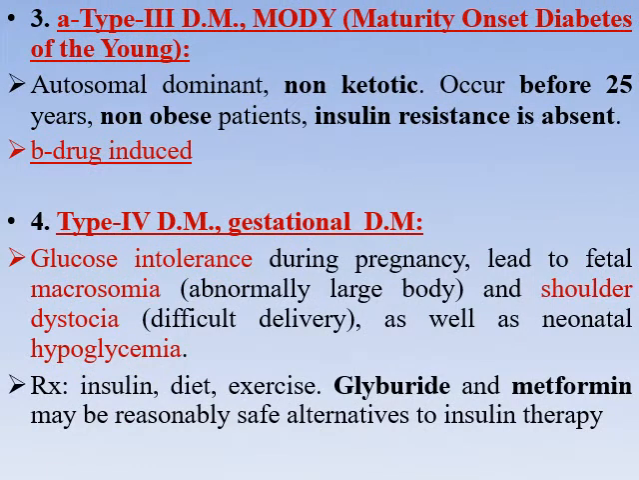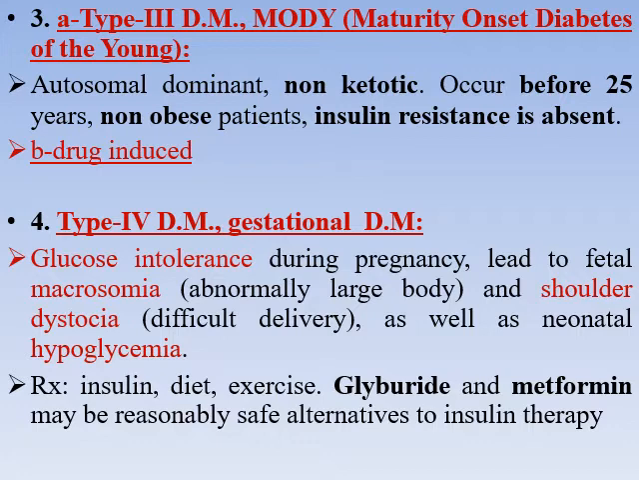The third type is maturity onset diabetes of the young. Usually it occurs in young patients before 25 years of age, autosomal dominant. We have no ketone bodies, also non-obese patient, and we have no insulin resistance. Sometimes diabetes can take place due to treatment by certain drugs like beta blockers, diuretics, steroid pills, and so on.